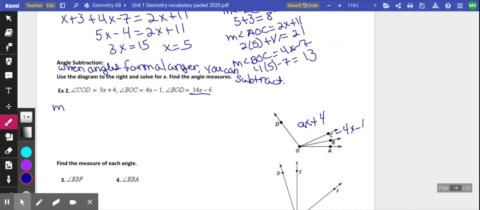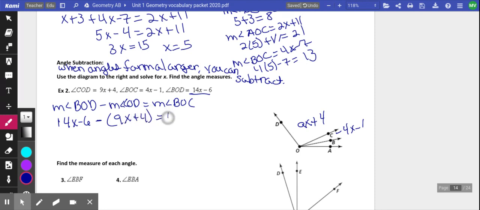So I can do that the measure of angle BOD minus the measure of COD equals the measure of BOC. And I actually could have reversed COD and BOC as well. So I can say that 14x minus 6 minus, and it's important you put this in parentheses because you got to distribute that negative, 9x plus 4 equals 4x minus 1. And again, I'm going to pause to do the algebra. You finish it and come back and check.